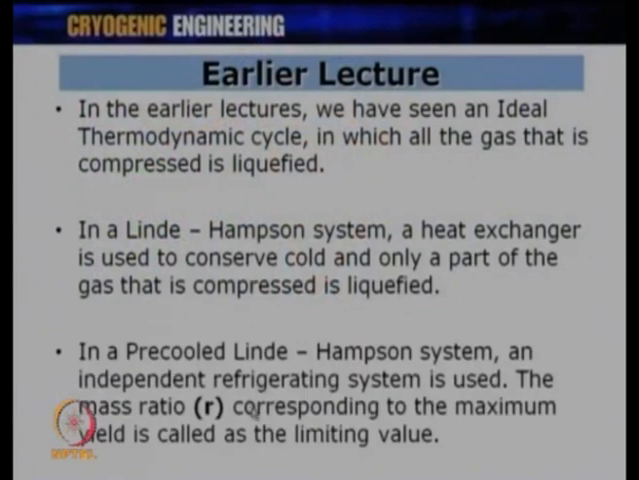Then we went for the second modification, which is a pre-cooled Linde-Hampson system. An independent refrigerating system is used to pre-cool the gas before it enters the heat exchanger. The mass ratio of this refrigeration cycle corresponding to the maximum yield is called the limiting value, meaning that one cannot go on increasing the refrigerant flow in the auxiliary cycle, because after a particular R value, there is no significant effect on the yield, and therefore, this is a limiting value of the R, or the amount of refrigerant that is flowing through the auxiliary refrigeration system. We have seen this system in detail in the earlier lecture.